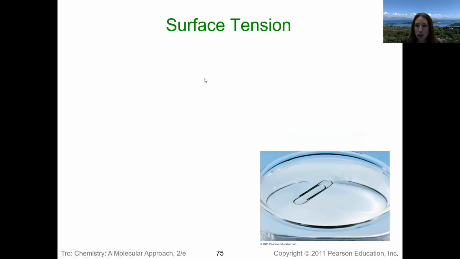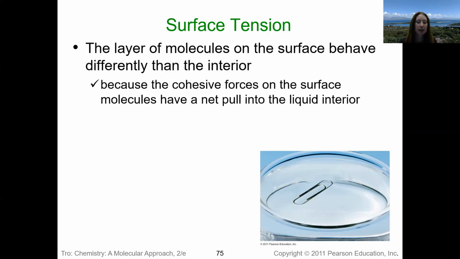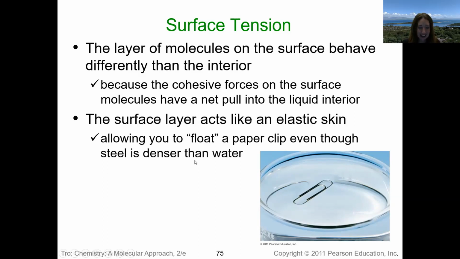The first thing we're going to look at is surface tension. So we've all seen surface tension. Have you ever seen a bug land on water? The bugs can walk around on water. That's because water has a really high surface tension. So the layer of molecules at the surface behave differently than the layers inside of the solution, or we'll just say water, because the cohesive forces on the surface have a net pull into the interior. So the surface actually acts like an elastic skin that allows bugs and things to float on the surface. So think of it this way.